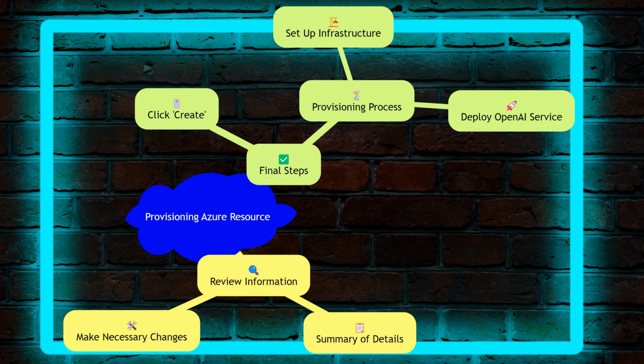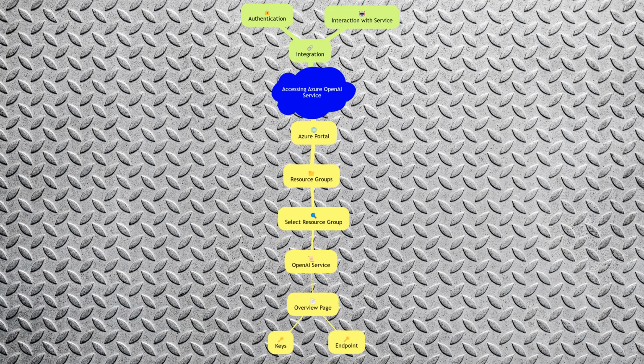The Azure portal provides a summary of the details you have entered, allowing you to make any necessary changes before proceeding. If everything looks good, click Create to provision the resource. The provisioning process may take a few minutes, during which Azure will set up the necessary infrastructure and deploy the OpenAI service. After the resource has been provisioned, you can access it from the Azure portal.